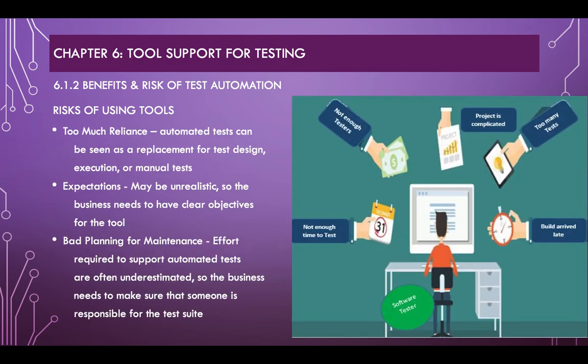More risks of using tools is that there is too much reliance. The automated test can be seen as a replacement for test design, execution, or manual test. And I want to stop and point this out here. I specifically use that picture because where I work, we have so many tests expected from us, even from the manual testers, because they want us to start a test and then send them the results so that they can finish it manually, which is fine. But that means that I have to do my work and then half of their work. And when you are doing that every day, several times a day, it gets really frustrating.